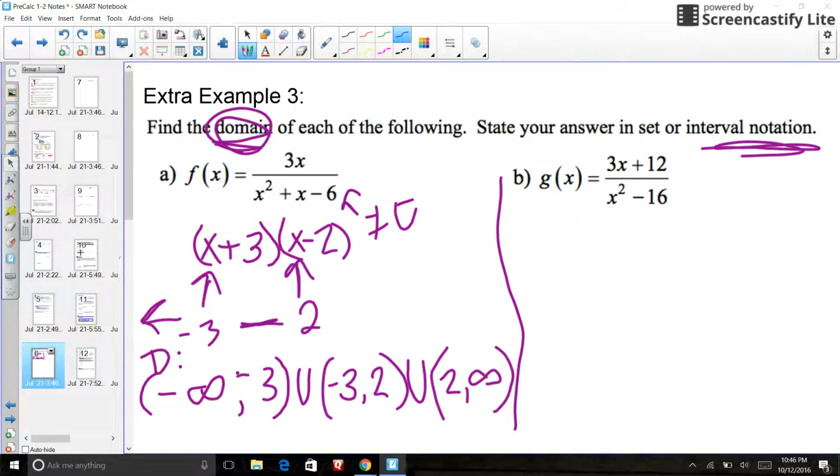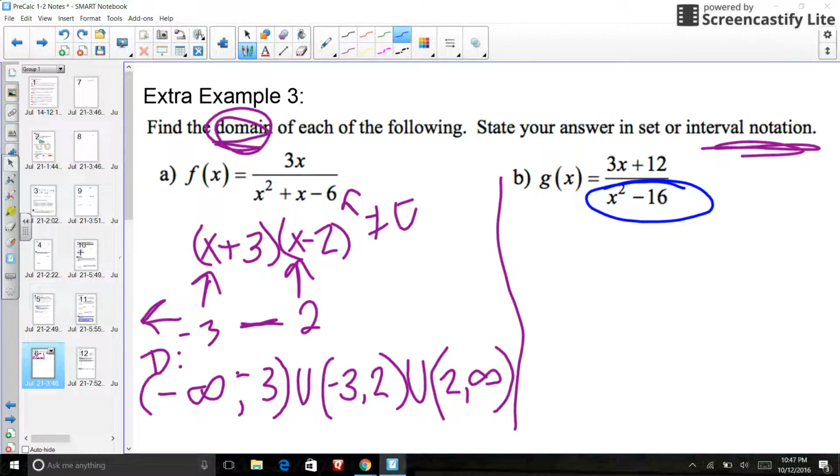All right, let's take this next one. G of x is 3x plus 12 all over x squared minus 16. Do I care what x is on the top? No, that can be anything. So what I have to look at is the bottom and think, okay, what would make that 0? Because that will help me. Once I can find my domain restrictions, it's easier to write my domain.